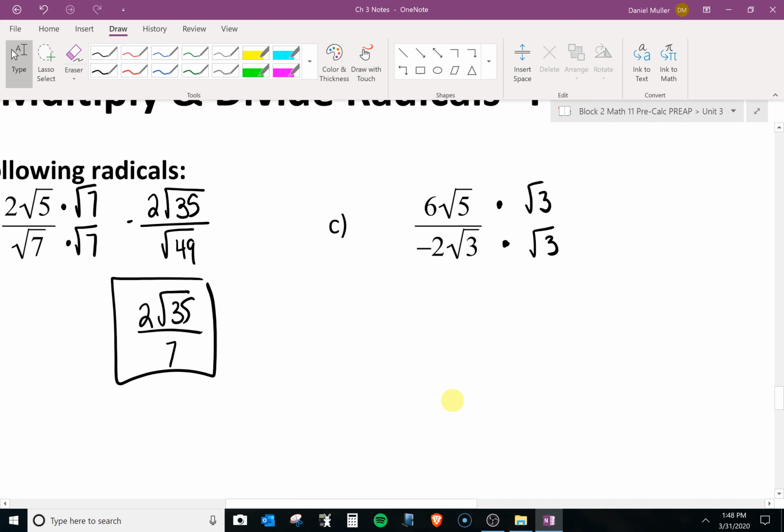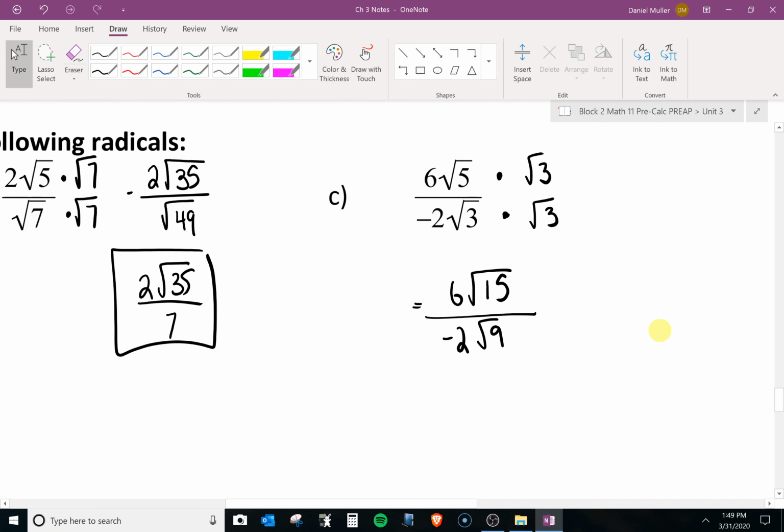So on the top, there's a 6 on the outside and nothing on the square root. There's a 1 there, so it's going to become a 6. And the inside numbers are a 5 and a 3, which is 15. On the bottom, I've got a negative 2 on the outside and nothing over here, so that's going to be negative 2. And on the inside, 3 times 3 is 9. Now the square root of 9, there's a 6 and negative 2. The square root of 9 is just a 3.